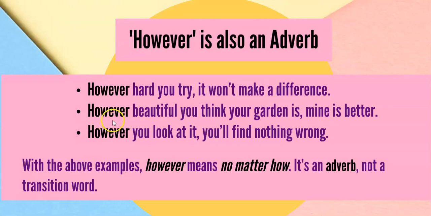However beautiful you think your garden is, mine is better. However you look at it, you'll find nothing wrong. As it says here, with all the above examples, however means no matter how. It's an adverb, not a transition word, so you don't need any commas.